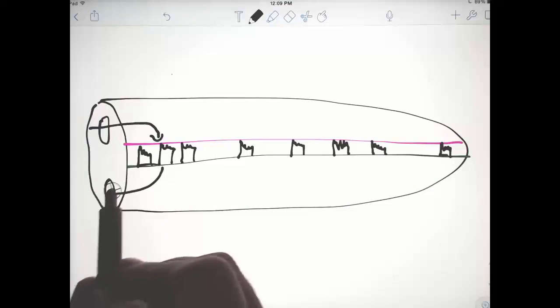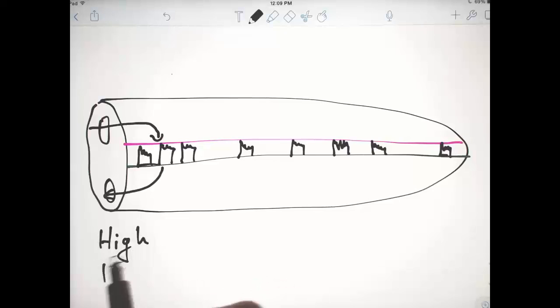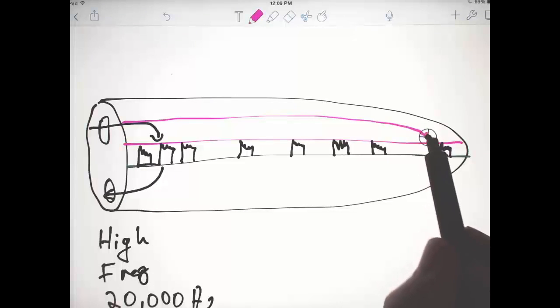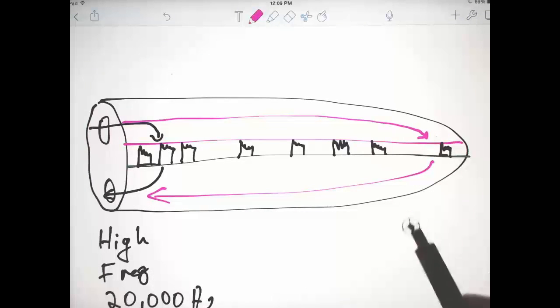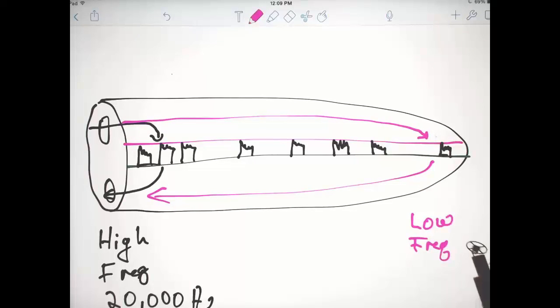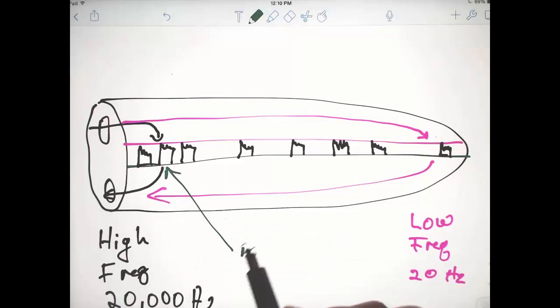So here's a cochlea flattened out showing a series of hair cells, and high frequency sounds only cause movements of the membrane near the 2 windows. Low frequency sounds cause movements of the membrane out near the tip. In a human ear, that's about 20 hertz.